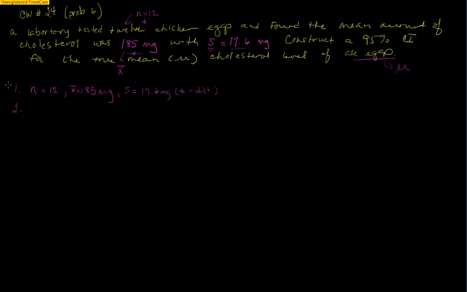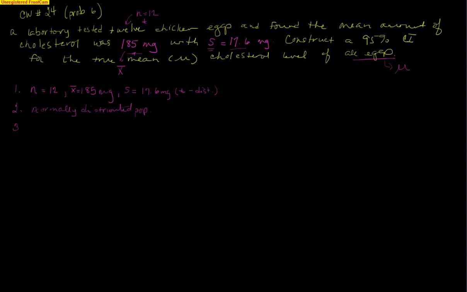This doesn't actually state it. Doesn't really matter because actually n is not greater than 30. So we're going to assume a normal distribution, a normally distributed population. And I would tell you that. I'm not quite sure why it's not in the question.